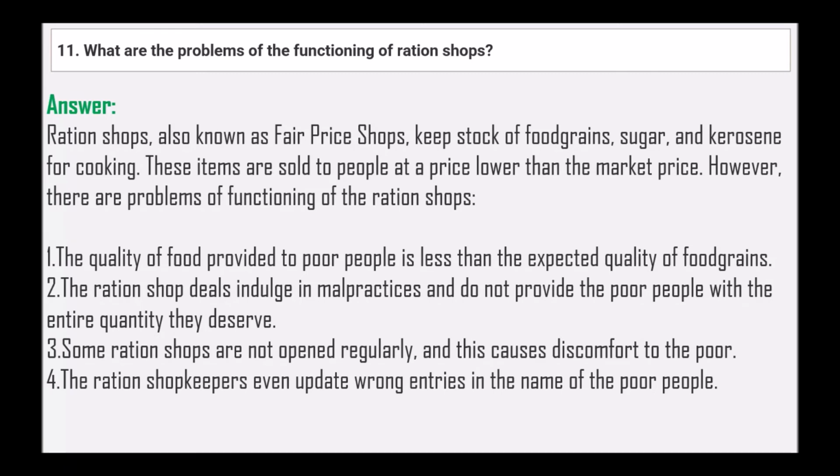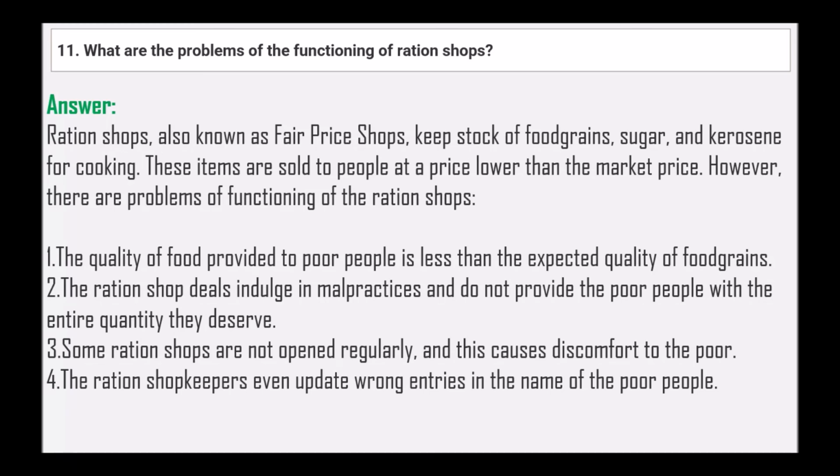Next, what are the problems of functioning of ration shops? Ration shops, also known as fair price shops, keep stock of food grains, sugar and kerosene for cooking. These items are sold to people at a price lower than the market price. However, there are problems in the functioning of the ration shops. The quality of food provided to the poor people is less than the expected quality of food grains.